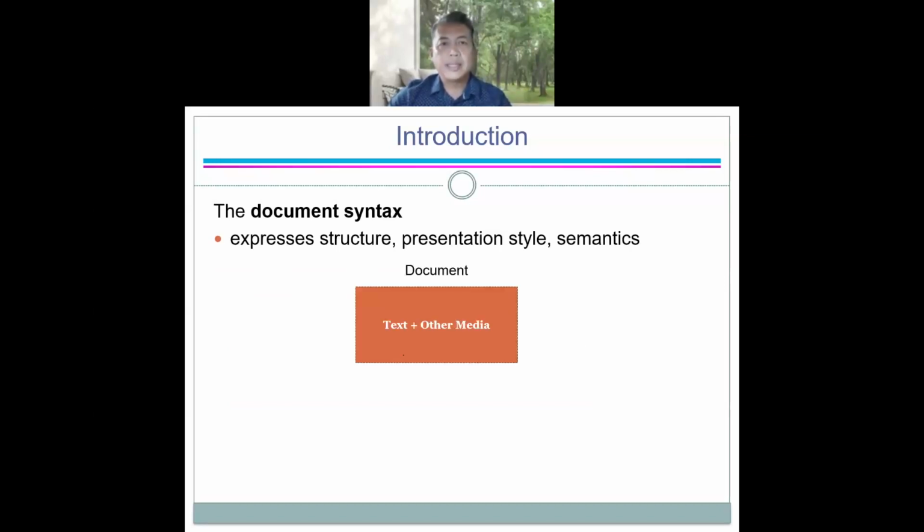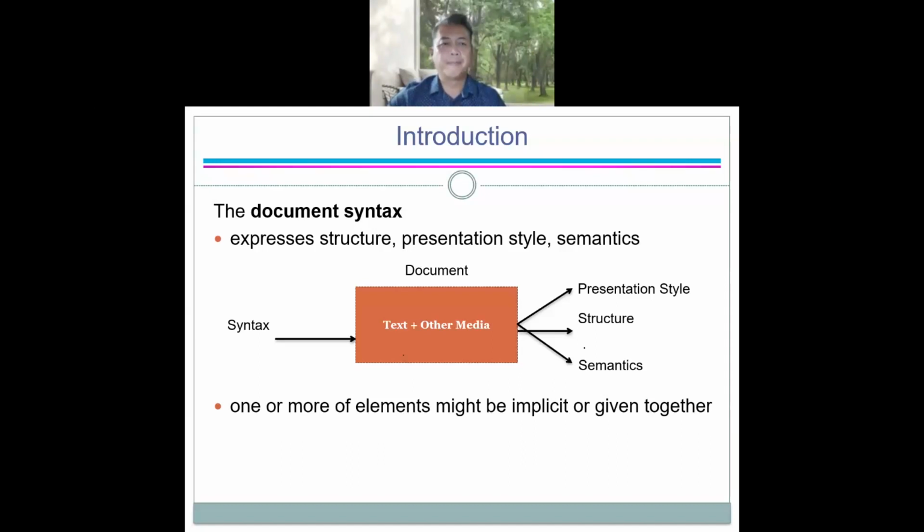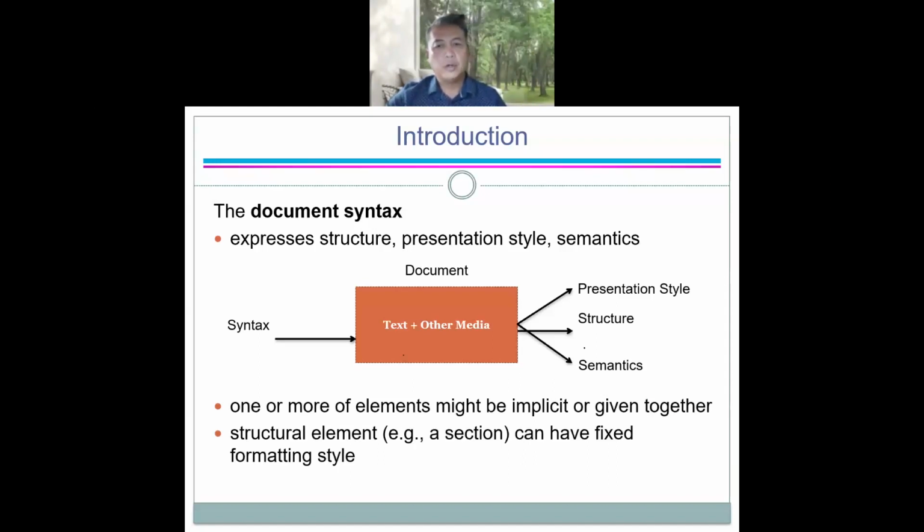Okay, so document syntax refers to the structure or the presentation style of your document. Based on the structure, you have your own presentation style, and also the semantics. The semantics refers to the meaning, the concept that you're trying to put across. You may have one or more elements, which might be implicit or given together. So you may have presentation style only, or you have semantics and presentation style together, and so on.